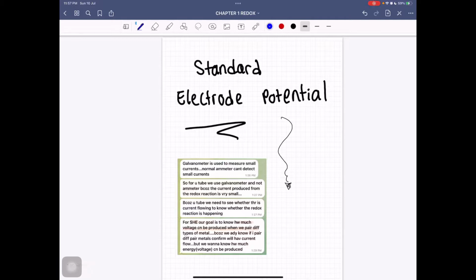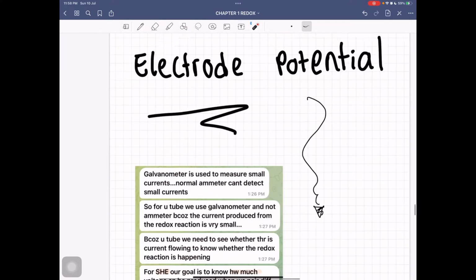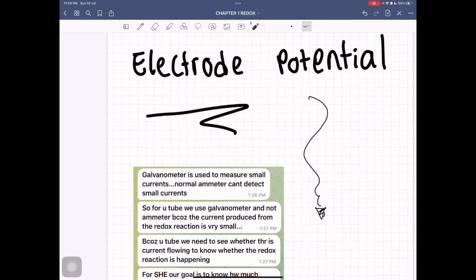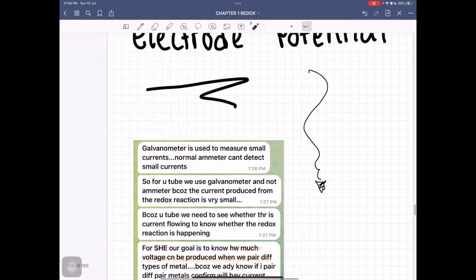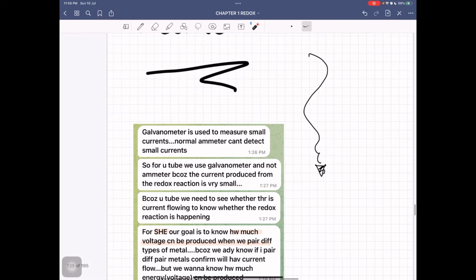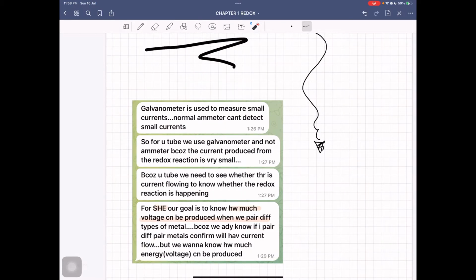In today's video, we're going to learn a thing or two about standard electrode potential. Before I elaborate on this part of the chapter, you need to know the differences between a galvanometer, an ammeter, as well as a voltmeter. A galvanometer is used to measure small currents. Normally an ammeter cannot detect small currents, so we need to use a galvanometer.